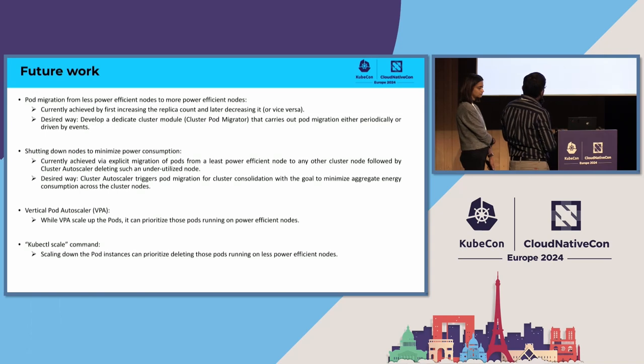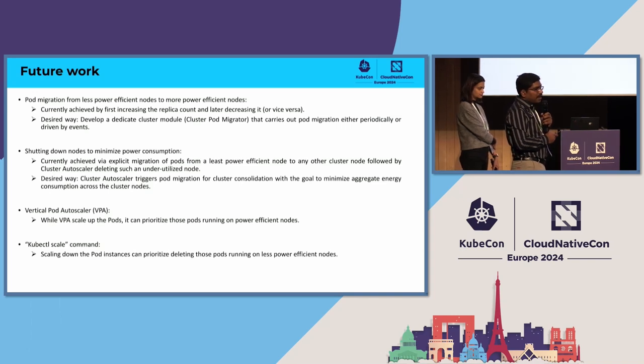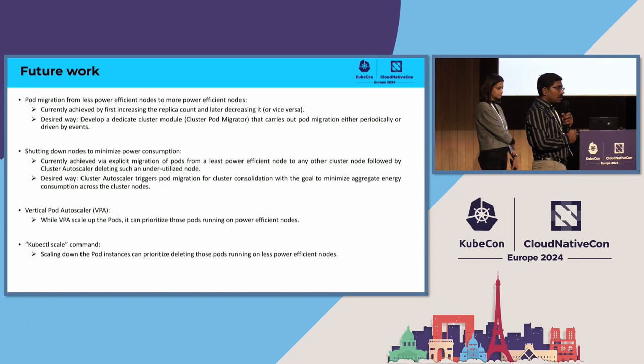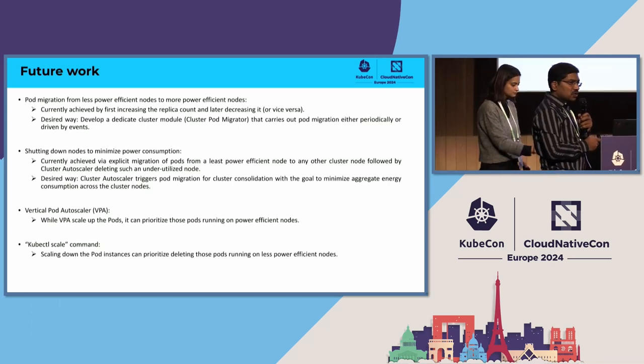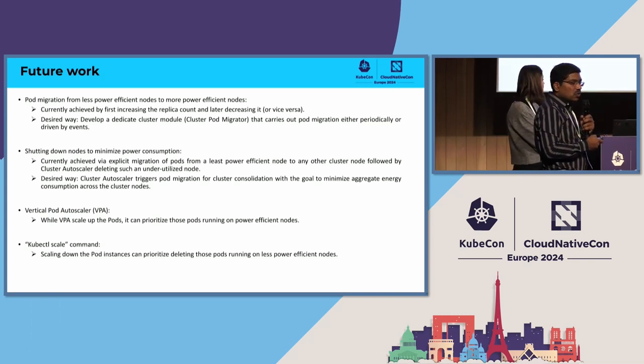The next enhancement possible is the vertical pod autoscaler. We have seen that with the use of HPA, the horizontal pod autoscaler, there is a benefit in terms of energy savings. When VPA tries to scale up the resources allocated on a node for a particular pod, you could make VPA more energy aware by performing the scale up on those nodes which are energy efficient. Today it does so on any of these nodes without being aware of the energy efficiency, right? You could make the VPA aware of the energy efficiency and ensure that it scales up those pods running on the most energy efficient nodes.